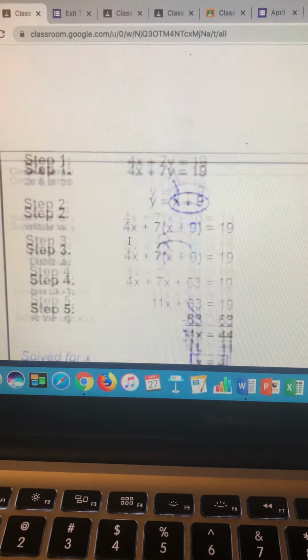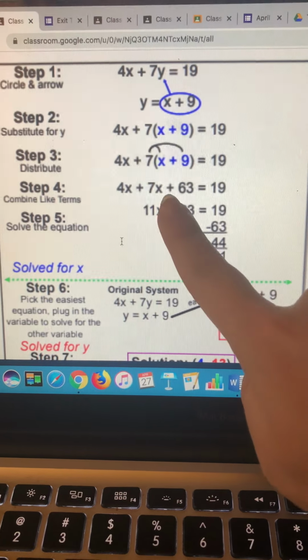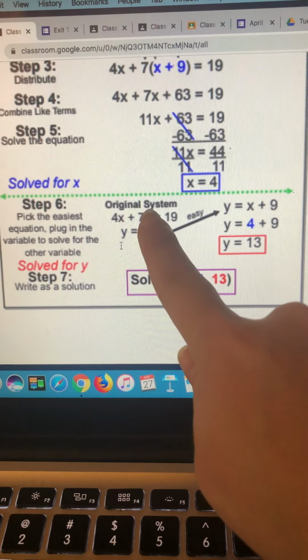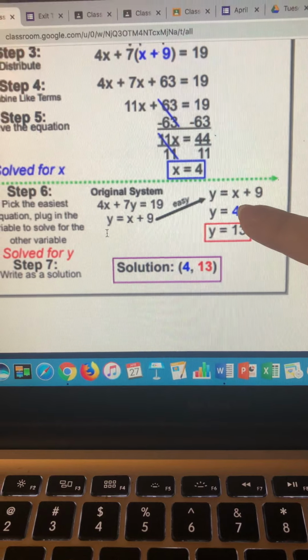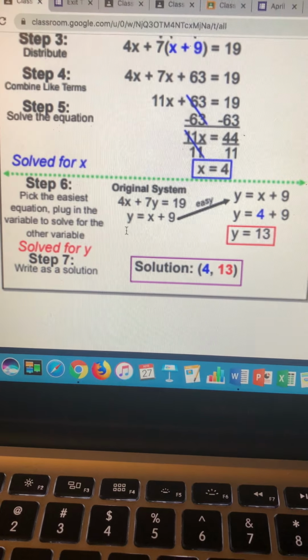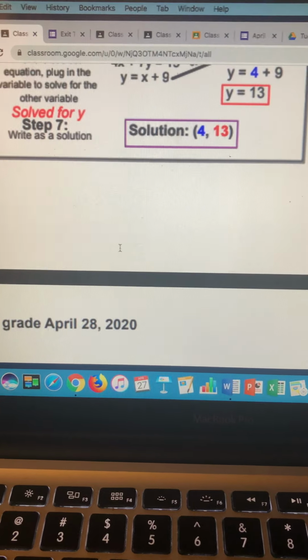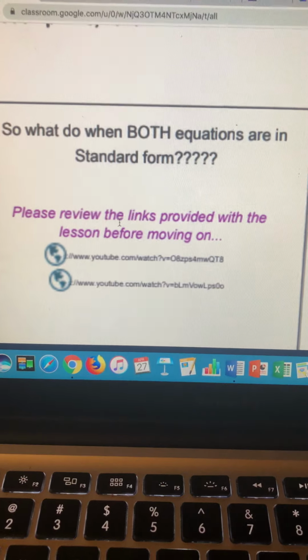Okay, so your warm-up is worked out for you. Remember, you plug in for y, distribute, combine, inverse, and then we look back at the original equation. We decide which one's easier. We substitute that value in for x, solve for y, and write our solution. So again, like I said, you guys did very well with that. I was pleased to see all of your responses. If you did not complete that, then please go back and make up that assignment.